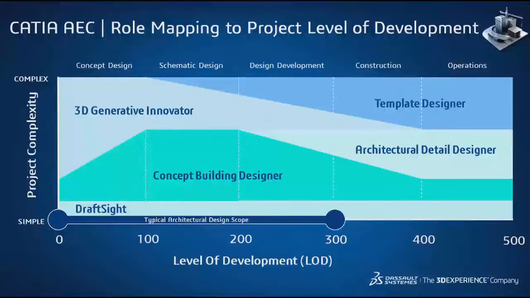Once you get up to level of detail 300, then you're going to be using the Concept Building Designer with the Architectural Detail Designer to do solid modeling for manufacturing, the 3D Generative Innovator role for some of those more complex parts, and the Template Designer to do advanced scripting and creation of reusable PLM templates across your project. As you get into the operations phases to build level of detail 500 models for facilities management, you're going to need big PLM assemblies with solid modeling, and the need for more robust CATIA modeling is going to be delivered through the more detail-oriented roles.